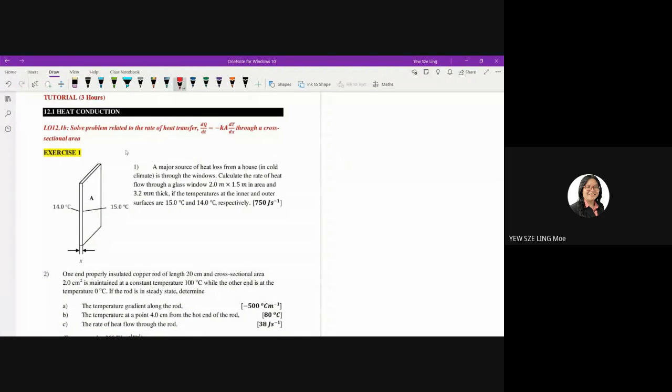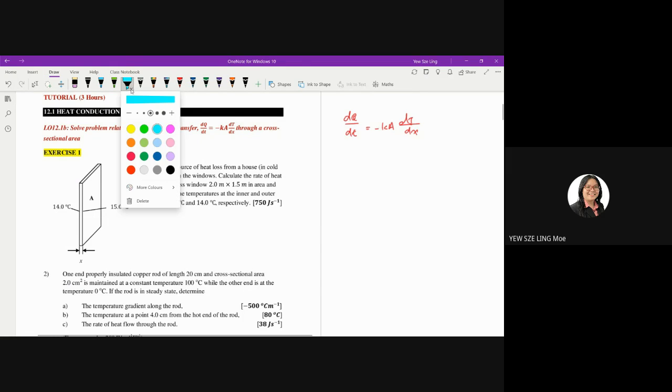First of all, if you look at this equation, we have dQ/dt equals negative kA dT/dx. It tells you the rate of heat flow, how fast heat can flow from a hot end towards a cold end. Whenever you're talking about a rate, you need to divide by time, that's why you have a dt here. So this equation actually contains quite a lot of information. The first thing, of course, is the rate of heat transfer, because that is the name of this equation.